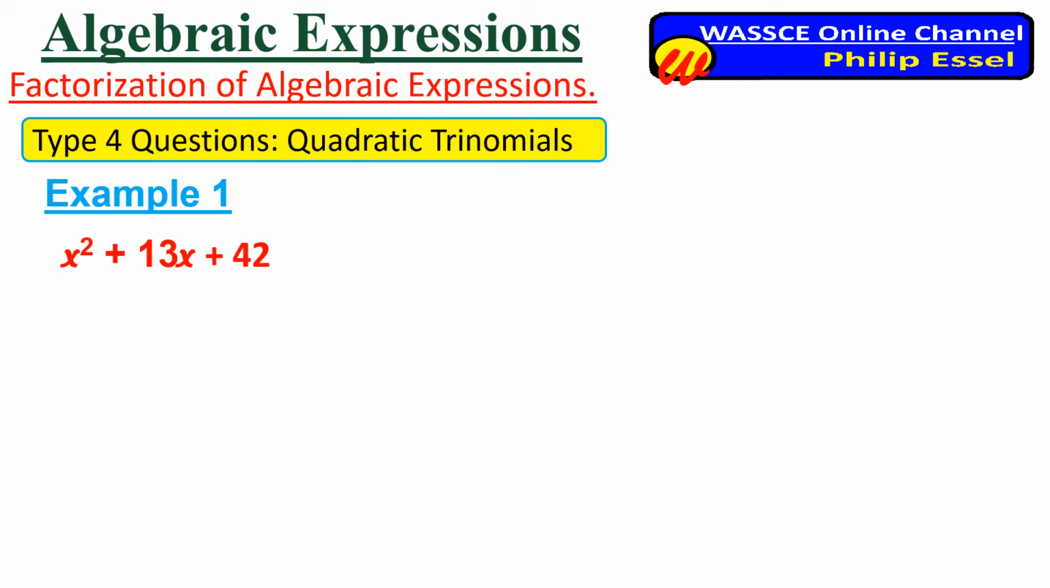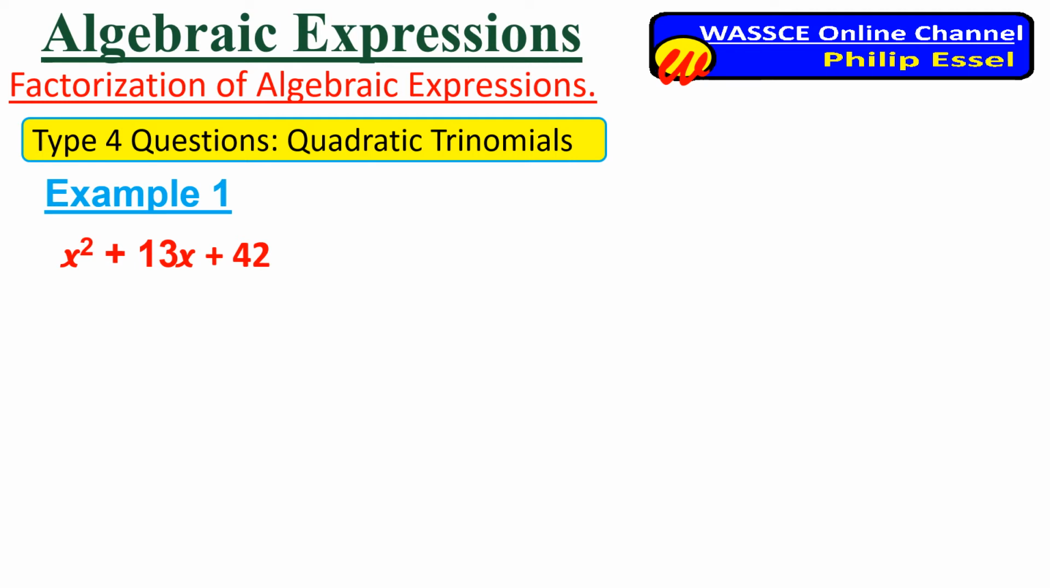Let's look at our first example under quadratic trinomials. Here we've been given the expression x squared plus 13x plus 42, and our work is to factorize this expression. How do we do this?